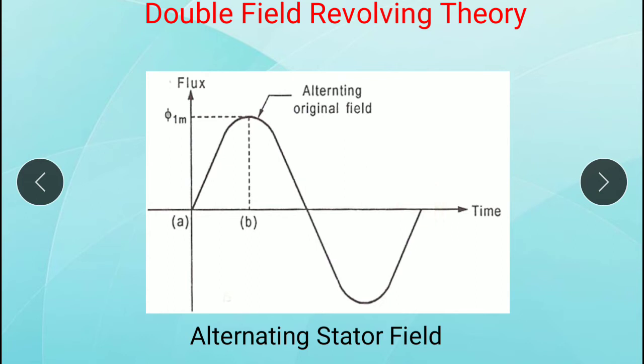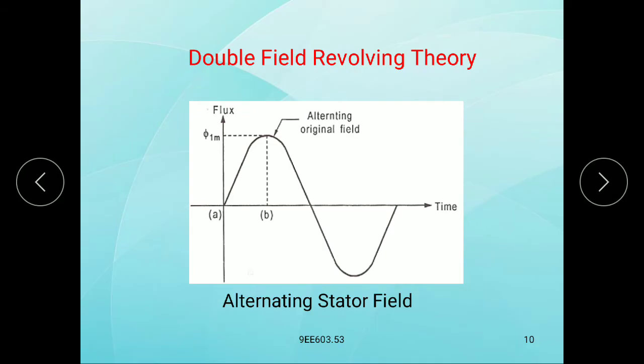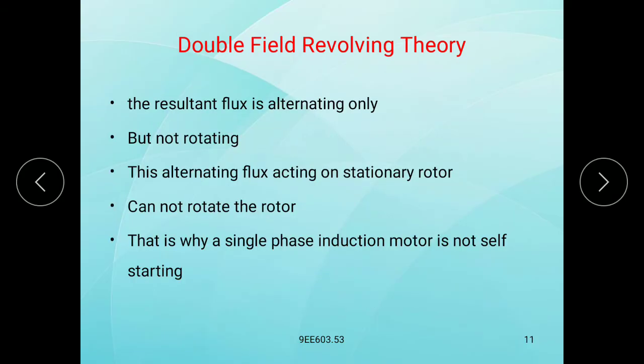In double field revolving theory, this is the alternating field. So the resultant flux is alternating only, but not rotating. This alternating flux acts on a stationary rotor, so the rotor cannot rotate. That is why a single phase induction motor is not self-starting.